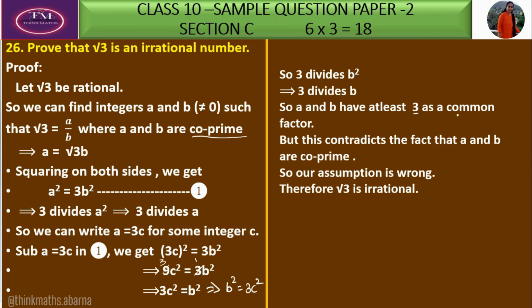As they have a common factor 3, this contradiction comes. That is, we have to write this contradicts the fact that A and B are co-prime. So our assumption is wrong. So what should be the answer? Therefore, root 3 is irrational. Okay, children, I hope you can understand the proof. So, moving on to the next question.